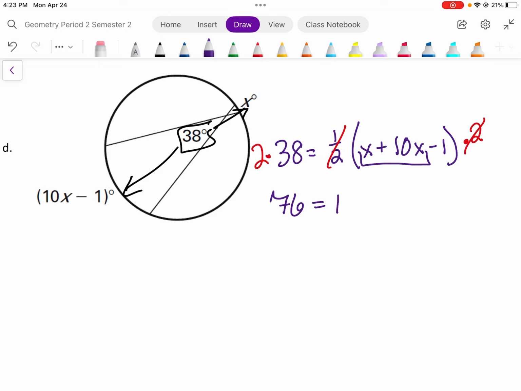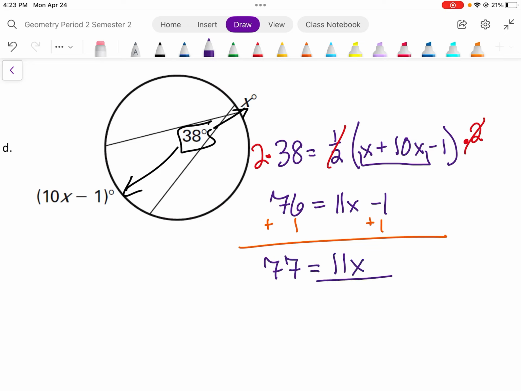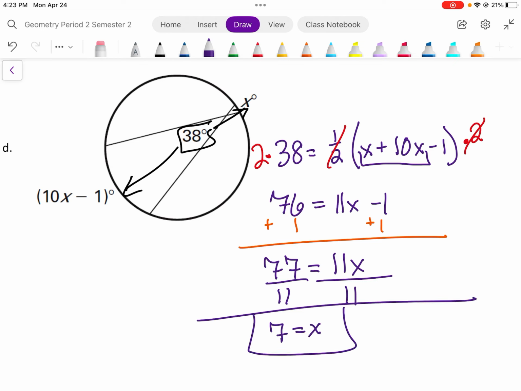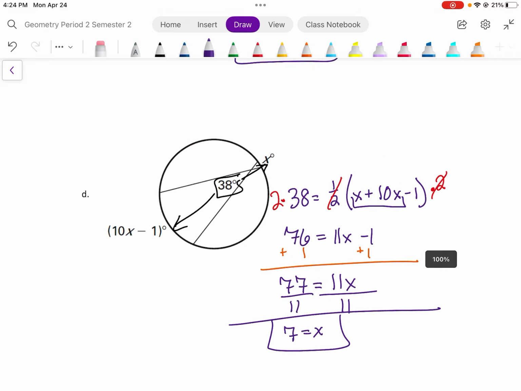And we're going to combine like terms right away since we already have that. Then we're going to get the 11X by itself. So 76 plus 1 is 77. And we're going to divide by 11 next. And again, you can do your algebra differently. If you like to distribute and then solve for X, you can do that. This way, you just don't have those decimals to be working with.